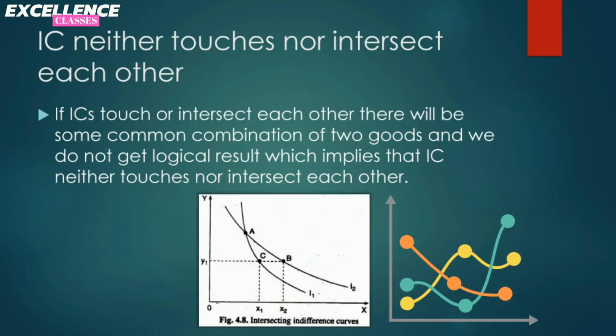Another one is IC neither touches nor intersects each other. If ICs touch or intersect each other, there will be some common combination of two goods and we do not get a logical or rational result, which implies that ICs neither touch nor intersect each other. In the definition of indifference curve, we have studied that IC represents those different combinations of two goods which offer a consumer the same level of satisfaction. So there cannot be a common combination.